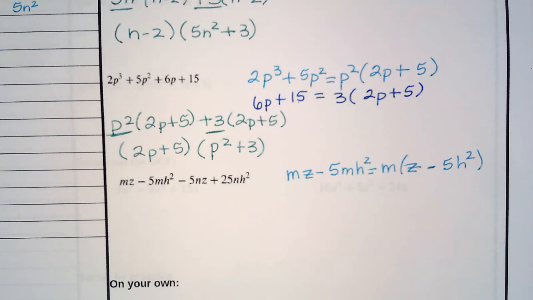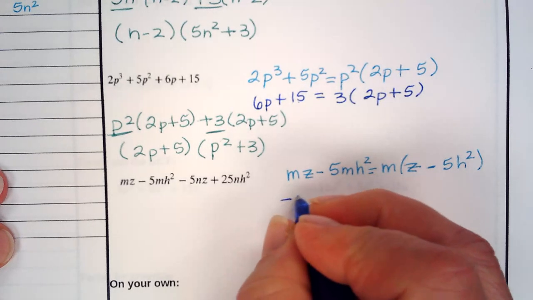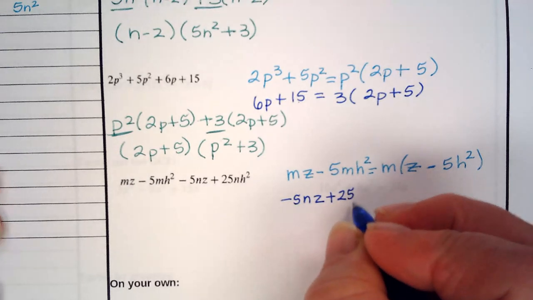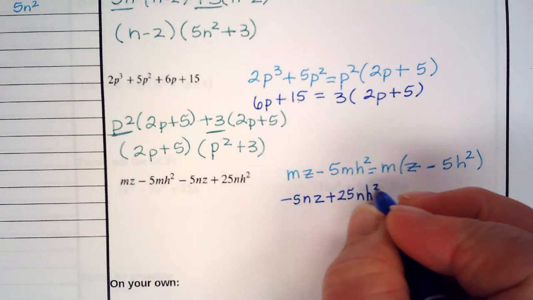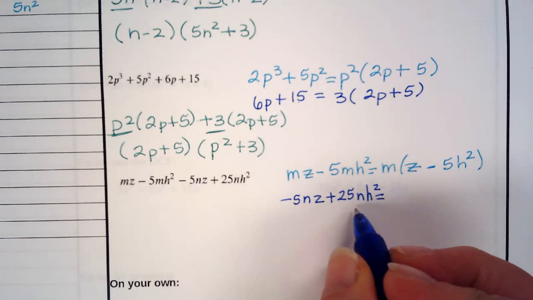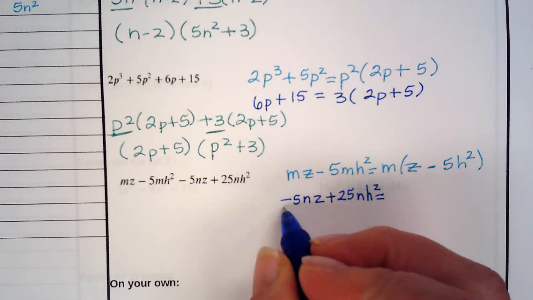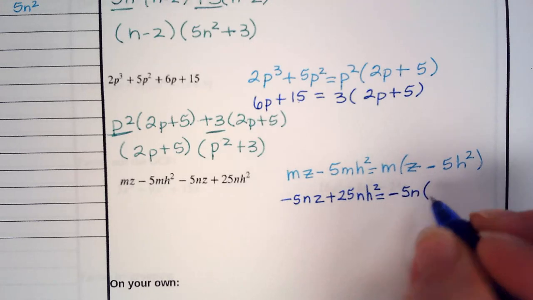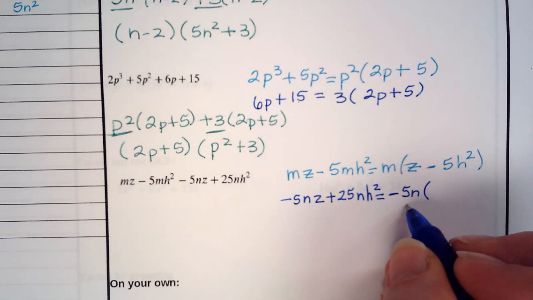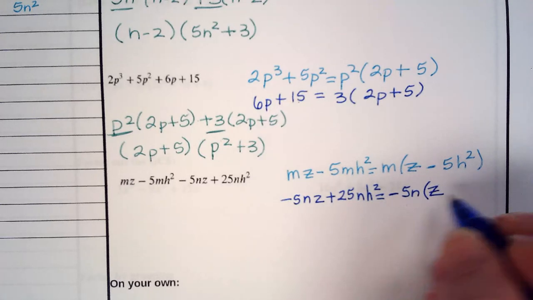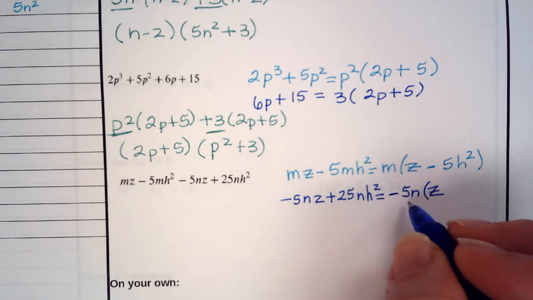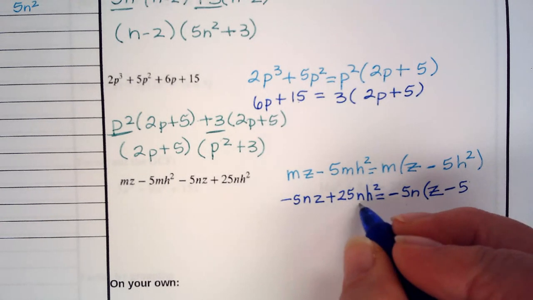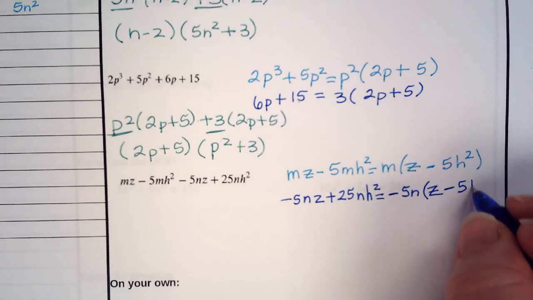Back it up and look at it if it's bothering you. Negative 5nz plus 25nh squared. Looking at this, I can factor out a negative 5n. Negative 5nz divided by negative 5n is z. 25nh squared divided by negative 5n is minus 5h squared.